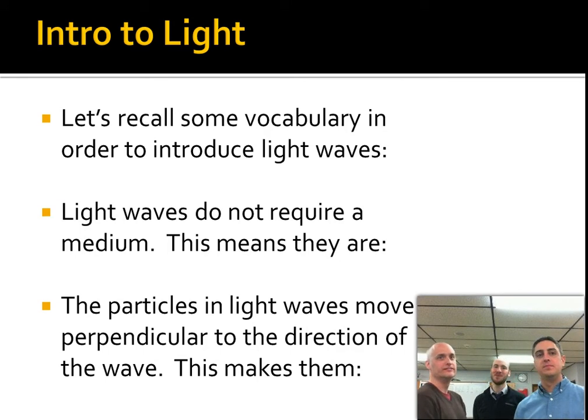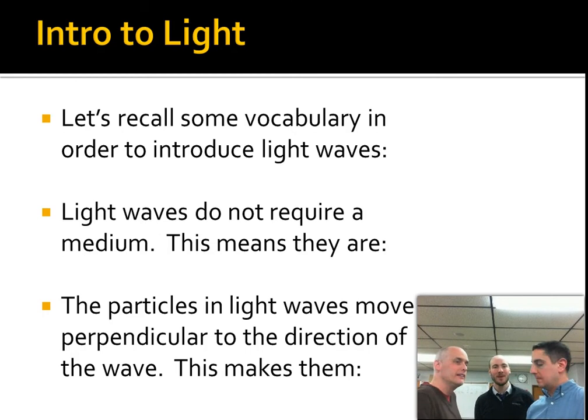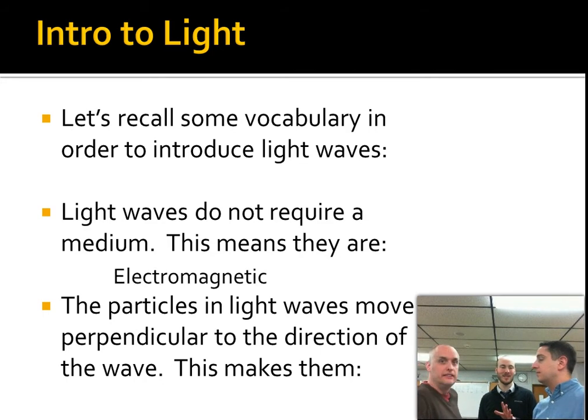Totally. All right, so before we even talk about what the electromagnetic spectrum is, light, they're interchangeable terms, a few vocabulary terms that we need to review. First of all, light does not require a medium, so it doesn't need matter to move through. What kind of wave does that make it? Electromagnetic. Got to be electromagnetic.